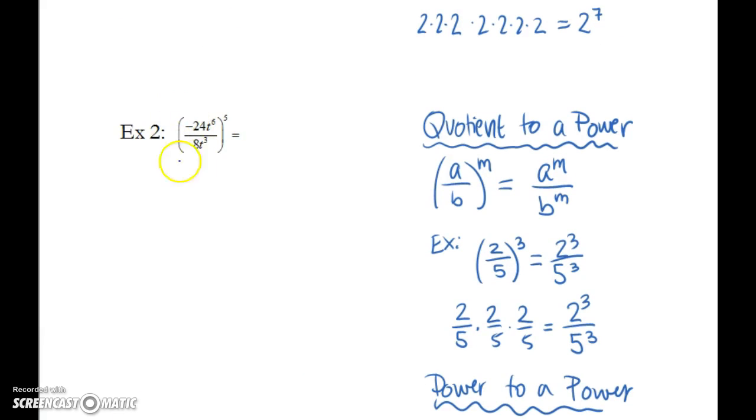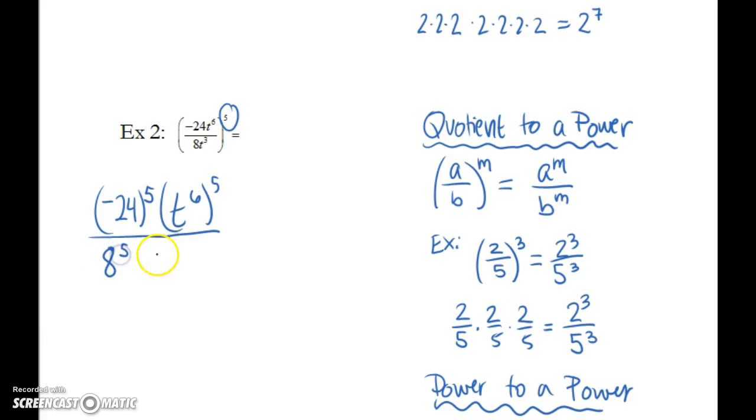Well, notice that we have parentheses and we have this exponent outside of our parentheses. Since we have this division bar indicating that we have a quotient, we are allowed to distribute the power to each part of the quotient. So we can take, and notice there's a negative 24 and a t to the 6th there. So each of them get the exponent of 5. Negative 24 to the 5th, t to the 6th to the 5th, and then on the bottom here, we have 8 to the 5th and t to the 3rd to the 5th.